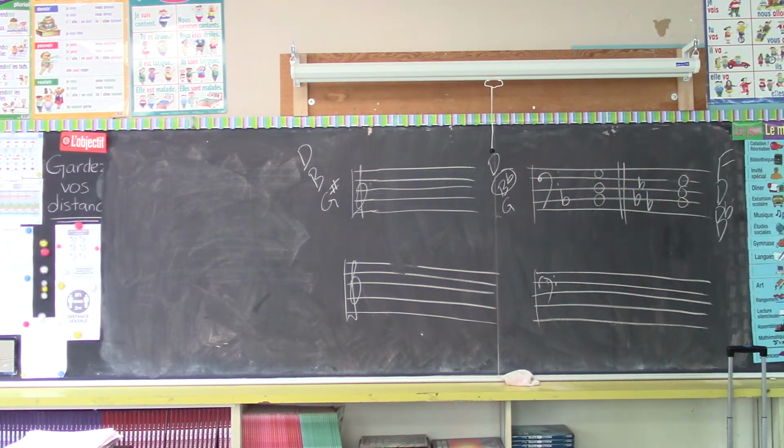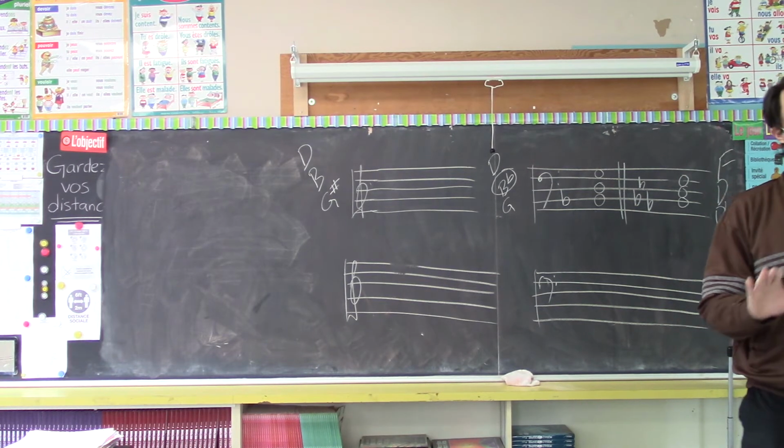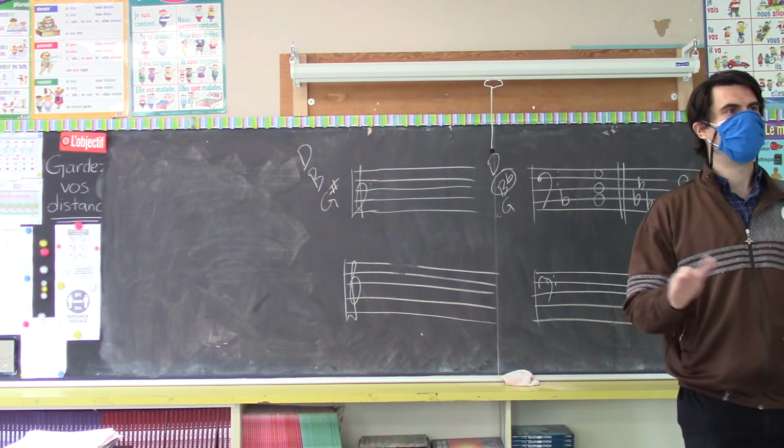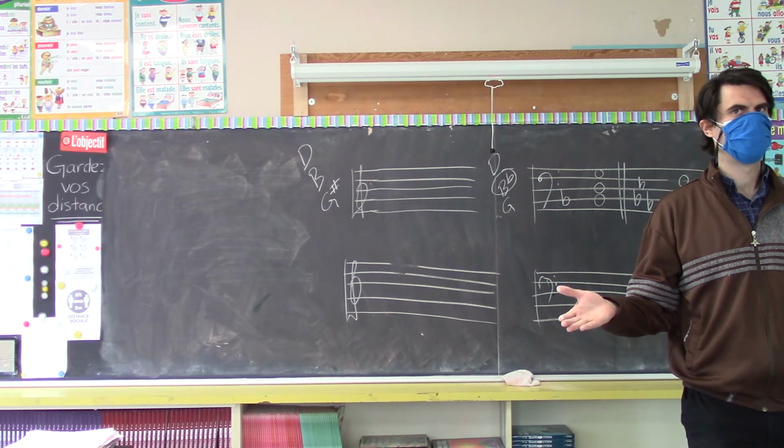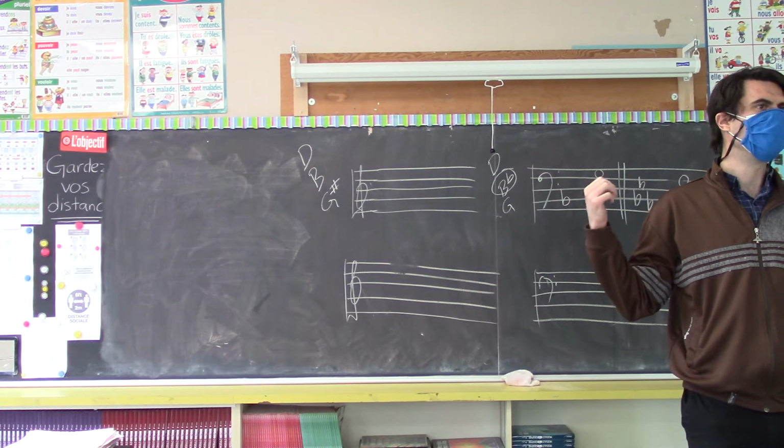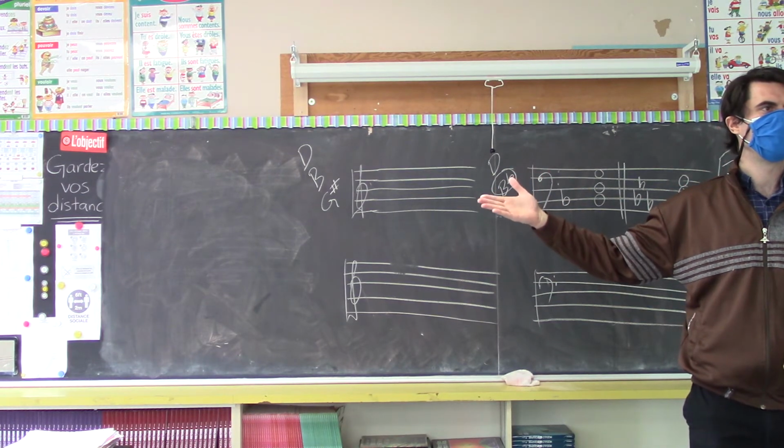Explain to me why only the G is sharp and not B or D. I can't hear you. There's too much talking. Well, I'm not asking about the quality of the triad. What I'm asking is, why are the D and the B not sharped? Why is the G the only one in that triad that has a sharp in front? Exactly.